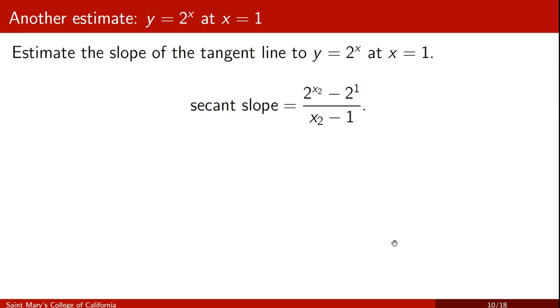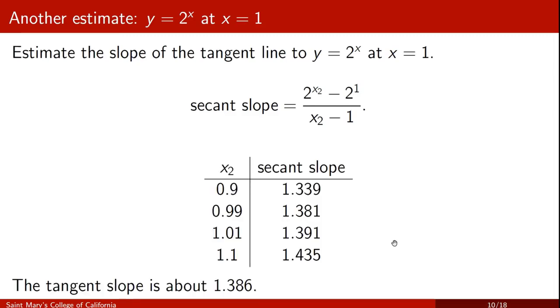Let's try one more time. What if our function is 2 to the x at x equals 1? So take exactly the same thing. We take the secant slope, so our point is 1 and 2 to the 1. Well, that's just (1, 2). And then our other point is x2 and then 2 to the x2. Again, we can take these x2 values, 0.9, 0.99, and have them heading towards 1, right? 1 is in between here. 1.1, 1.01 heads towards 1. 0.9, 0.99 heads towards 1.